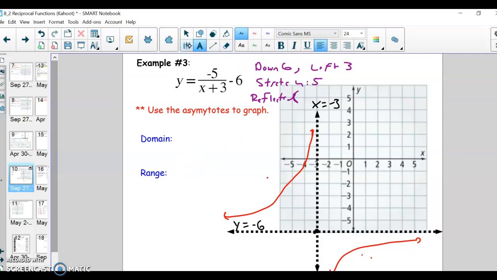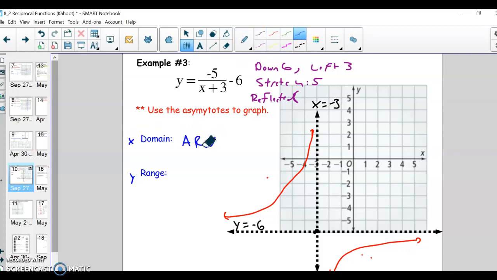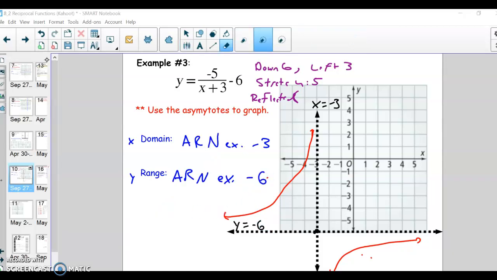I do think it's good to do the domain and range one more time, so pause the video if you haven't figured that out yet. Domain is going to be all real numbers except our asymptote, so that would be the -3. Again, sorry for that poor handwriting. And then the range is going to be all real numbers except, again, look at this asymptote, so it never hits -6, so it's all real numbers except -6.